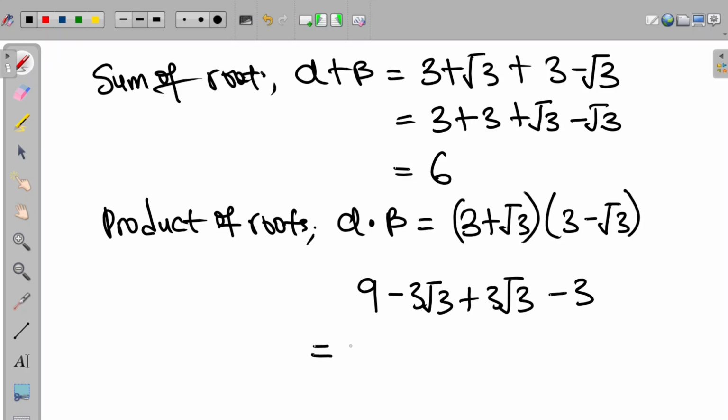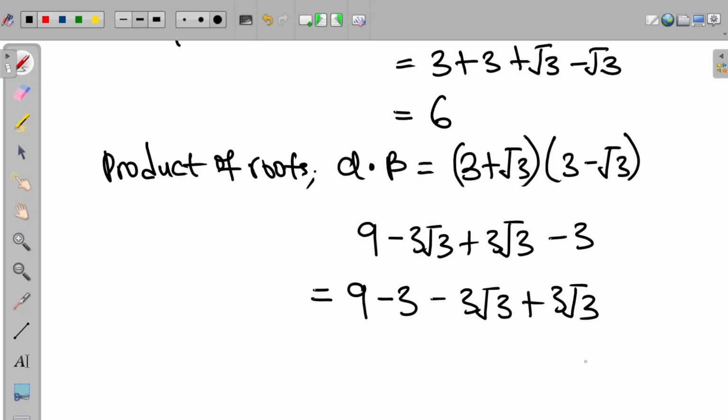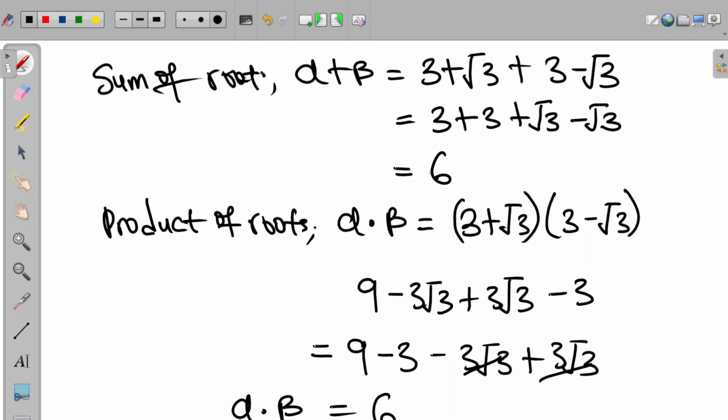Thus, the expression becomes 9 minus 3 minus 3 root 3 plus 3 root 3. So 9 minus 3 is giving us 6. Minus 3 root 3 plus 3 root 3 will cancel out. So therefore, alpha times beta is equal to 6. So we have obtained the product of roots, and also we have obtained the sum of roots.